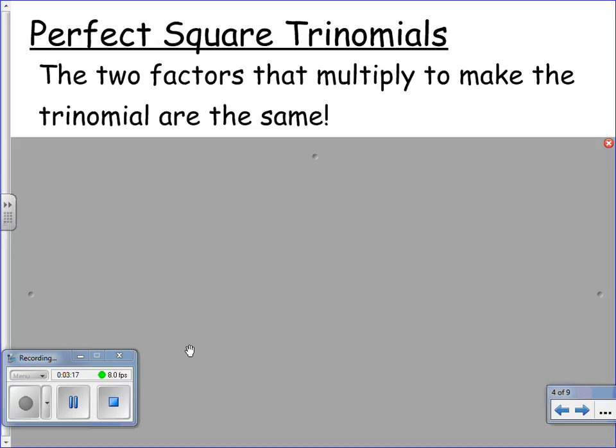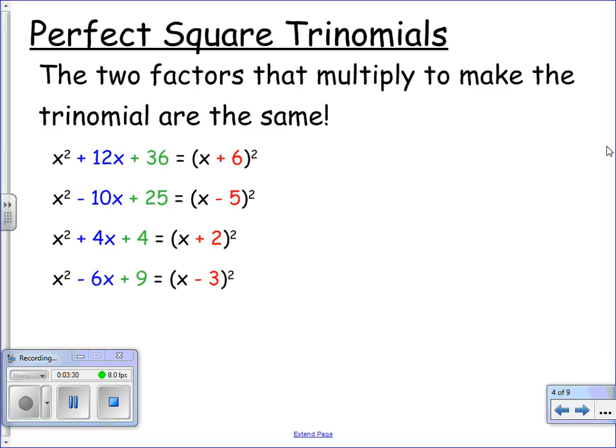Here it's not just a number, it's got x's as well. It's got an x squared term, an x term, and a number term. But when you factor it, you get the same two factors. Below this definition, I have the same trinomials from the very first slide, and I color-coded some things. I took out our factoring piece and put in Sierra's binomial squared: x plus 6 squared, x minus 5 squared, x plus 2 squared, and x minus 3 squared.